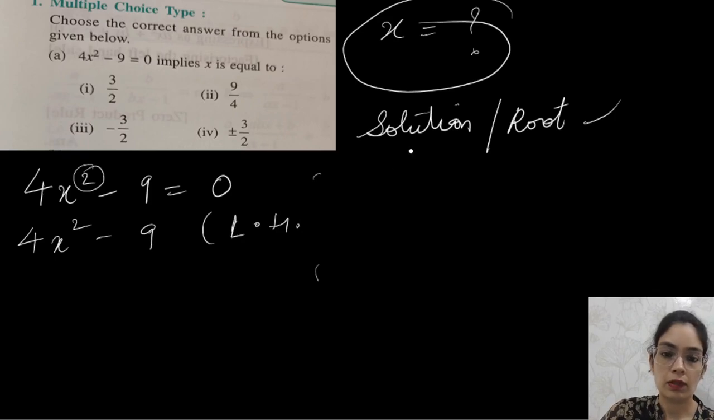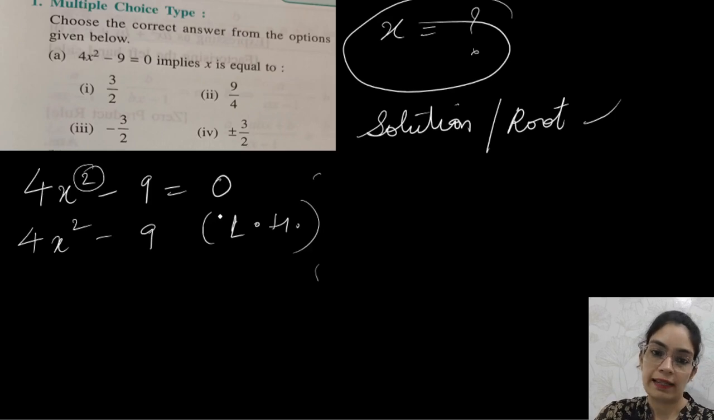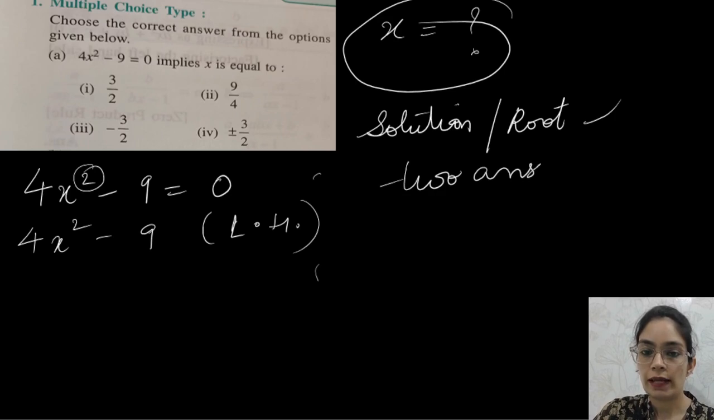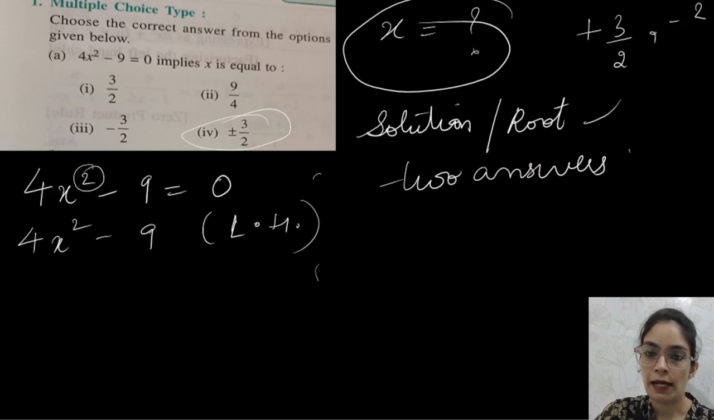There are two ways, because these are MCQs. If you want, you can substitute all the values and see. But first of all, you can also see this directly. The first option is 3 by 2, the second option is 9 by 4, the third option is minus 3 by 2, and the fourth option is plus minus 3 by 2. And we know one thing: for a quadratic equation we will always get two answers, which means two values of x. So only in one option, the fourth, we have two answers, that is plus 3 by 2 and minus 3 by 2.